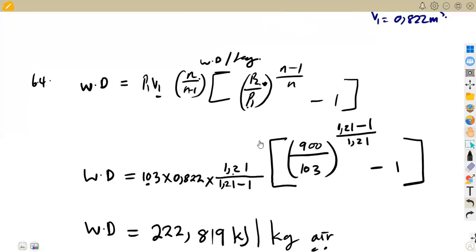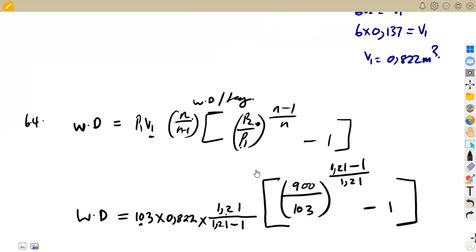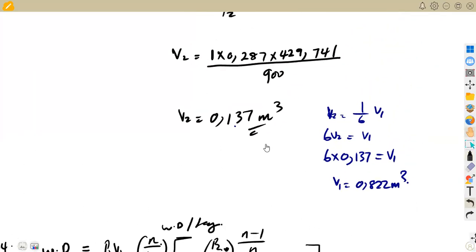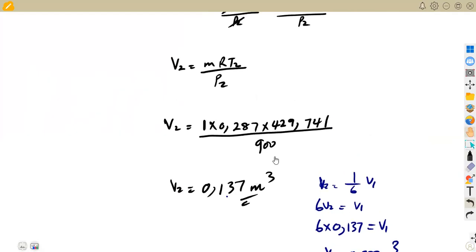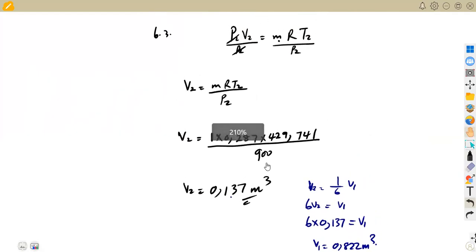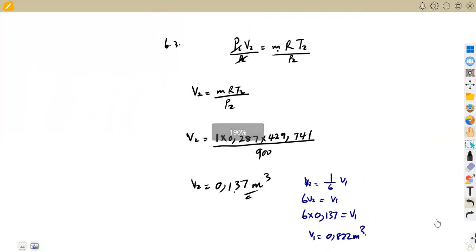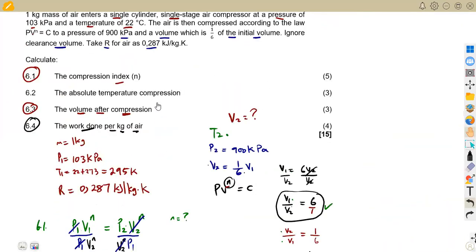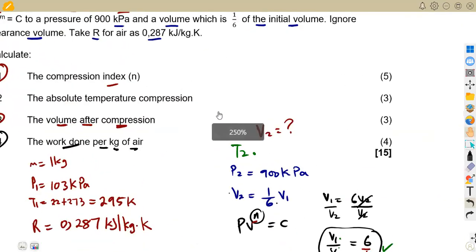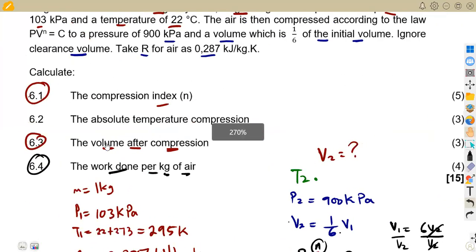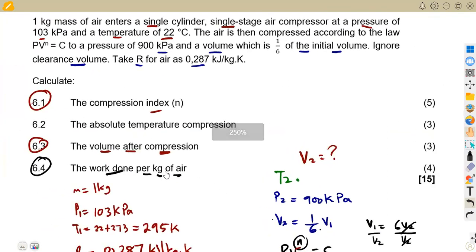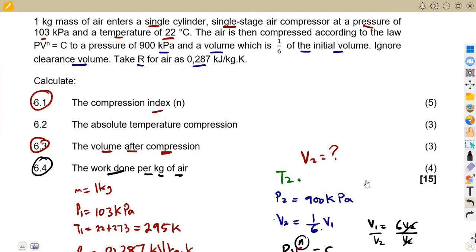So that is it. As you can see, in order for us to have the work done, we needed to obtain V1 from our V2 ratio, the ratio between V1 and V2 that we are given. We calculate the value of V1. With the value of V1, you have to substitute it into your formula, and also take note here that the work done was needed per kg of air. So it's supposed to be kilojoule per kg of the air.